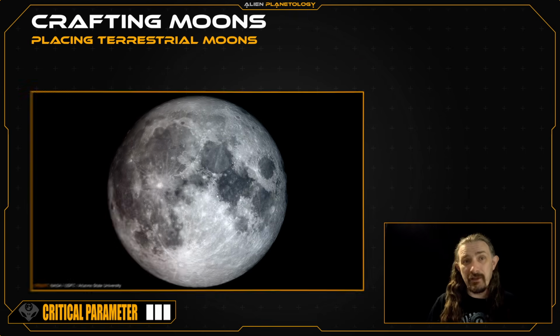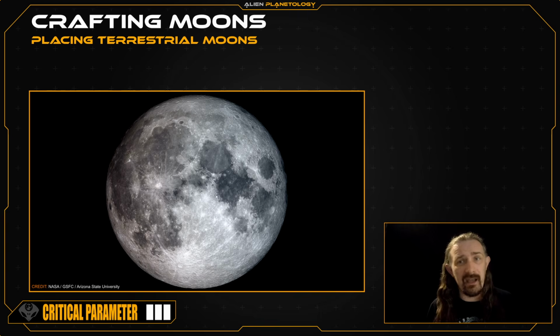If you're building a major terrestrial moon, then it doesn't matter at what distance from the planet you place your moon, so long as it is beyond the Roche limit and less than the Hill radius. The distance only changes the moon's orbital period and its angular diameter as viewed from the planet. That is, how large it looks in the sky of your planet.